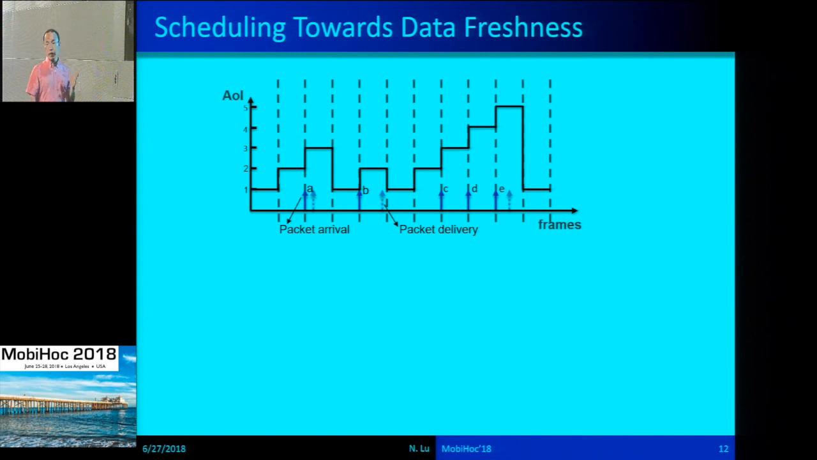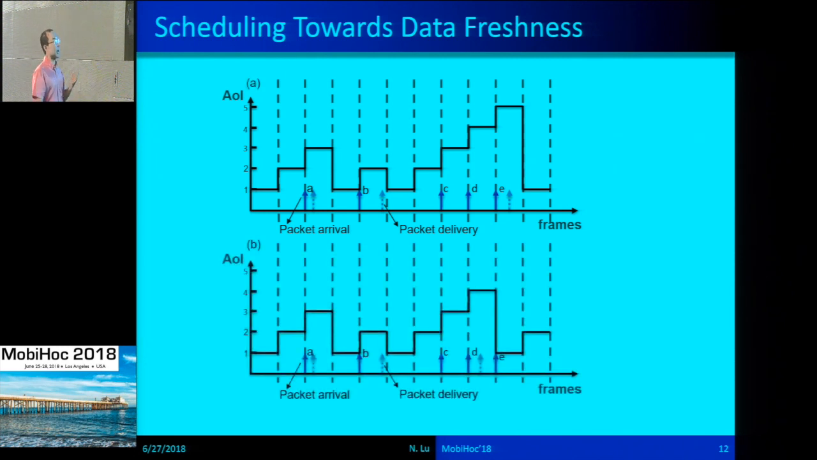Now we provide an example to show how to improve data freshness by appropriately scheduling packet delivery. If we only consider this period of 11 frames, the delivery of packets A, B, and E leads to a decrease of AOI. This is a 60% packet delivery rate out of 5 arrivals, and the average AOI is 2.27 frames.